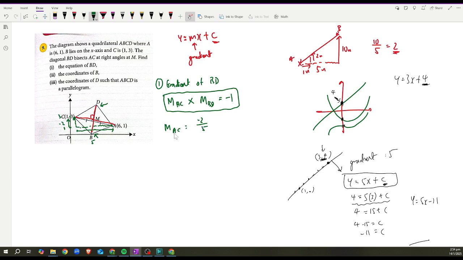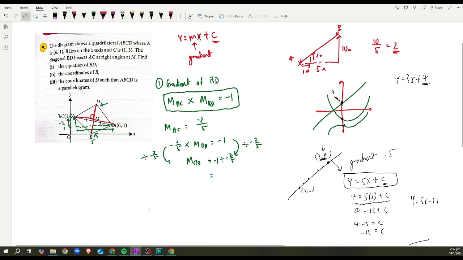So if we sub that into the equation, right? Gradient of AC times the gradient of BD must be -1, which means to find the gradient of BD, we divide both sides by -2 over 5. Okay, so -1 divided by -2 over 5 is just -1 times -5 over 2. Negative cancel out, right? So the gradient of BD is 5 over 2. Okay, we found the gradient of BD now.